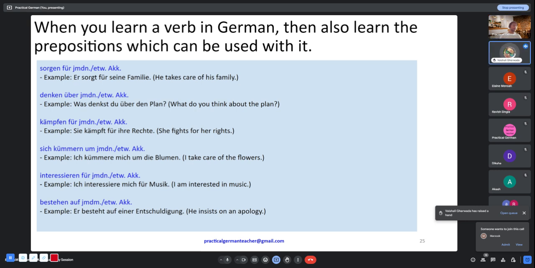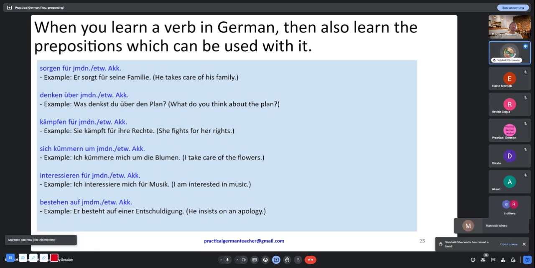Sich kümmern um jemanden oder etwas, Akkusativ. Example. Ich kümmere mich um die Blumen. I take care of the flowers.